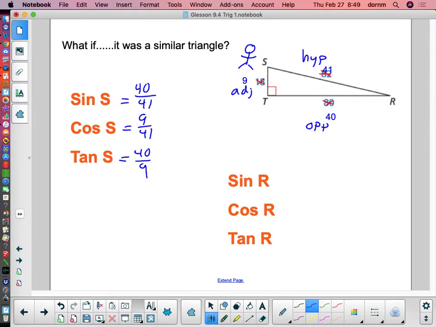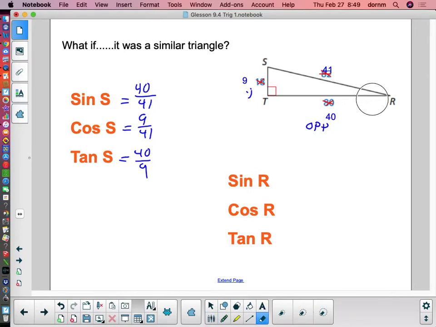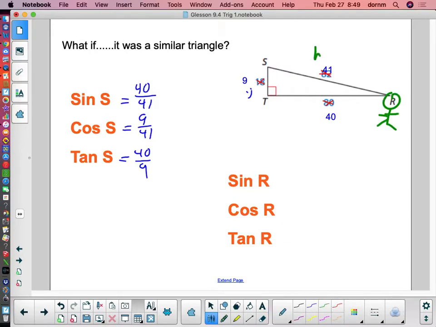If I switch my perspective to angle R, still the hypotenuse. Which side is the opposite now? 9, which means this must be the adjacent. And again, adjacent makes sense because it's right next to the angle that we're talking about, but it's not the hypotenuse.